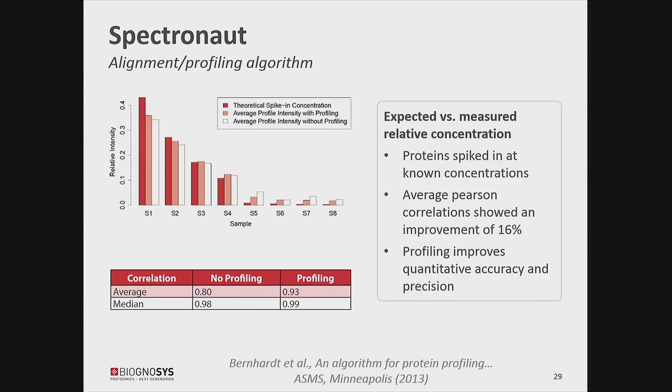So we checked this again with proteins that were spiked in at known amounts, and therefore we could check the precision as well as the accuracy of quantitation with this profiling enabled or disabled. And we saw that it improves both. It improves the precision as well as the accuracy a little bit, again, a few percent. So depicted here, if profiling is enabled, that's the orange one, it is closer to the profile that we knew we spiked in than if we wouldn't have used profiling, which is the white one.